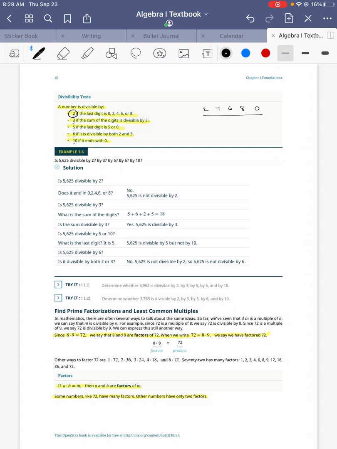So I'm going to write all 3 of those. Okay? All even numbers are multiples of 2.